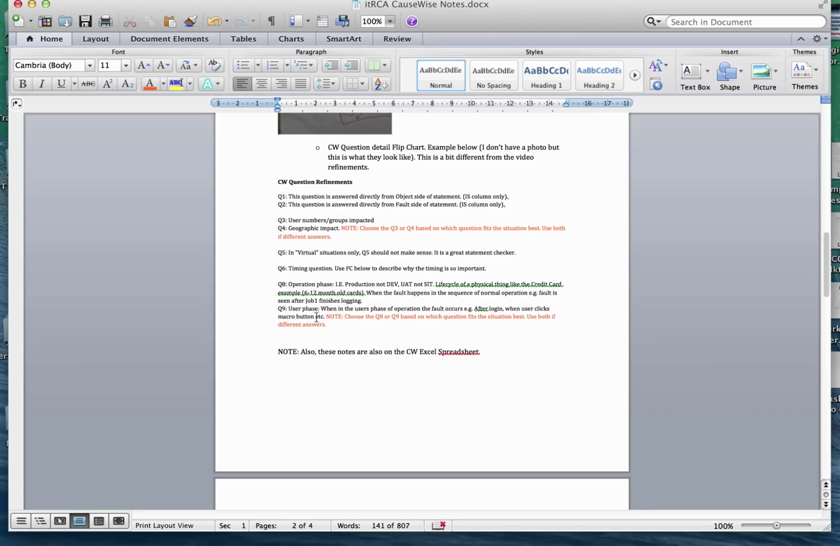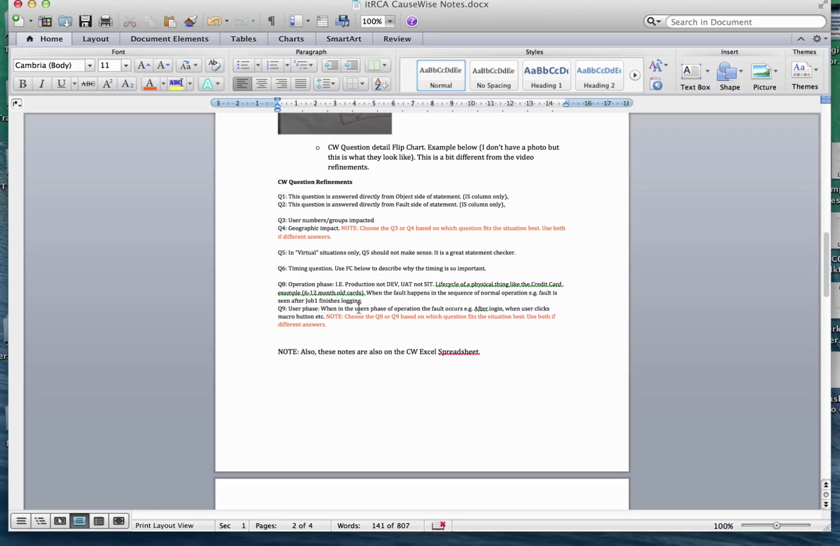Question 8 and 9, same again: choose the question that fits the situation best or use both if different answers. Operation phase: is it happening in production, not in dev? Is it an overnight batch run? It happens after job 4 finishes and job 5 starts. That's when we see the fault happen. Or in the sequence of hops that this transaction goes through, it happens at this router. So phase of operation, when are we seeing the fault?